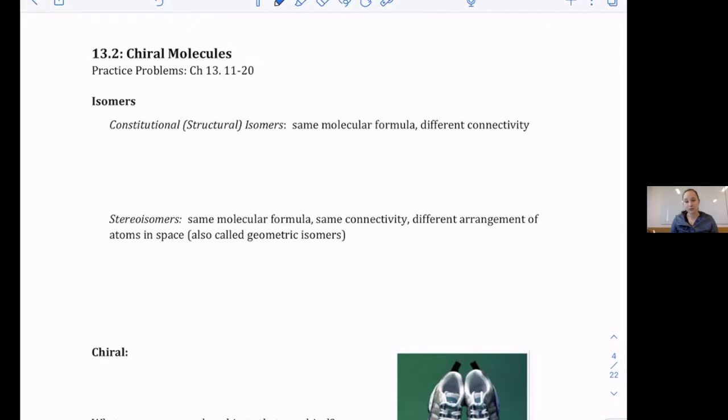It has the same molecular formula, but different connectivity. You physically have to tear things apart and put them in completely new places. Examples of this are ethanol and dimethyl ether, and both of these have the molecular formula C2H6O, but they're completely different kinds of molecules, right? Or we could have, for example, a ketone and an aldehyde. These are completely different molecules, but they both have the same molecular formula.